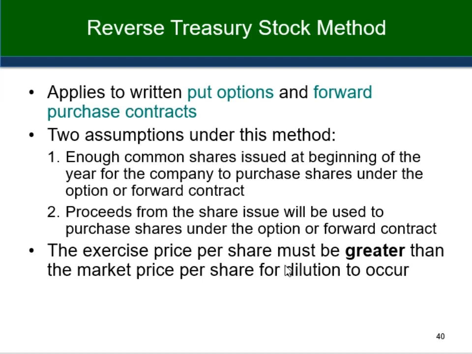Again, the exercise price per share must be greater than the market price per share, because this is the right to sell at the exercise price and then buy at the market price. So you can buy them at the market price and then sell them at the higher exercise price. The only time the put option would be in the money is if the exercise price is higher than the market price.